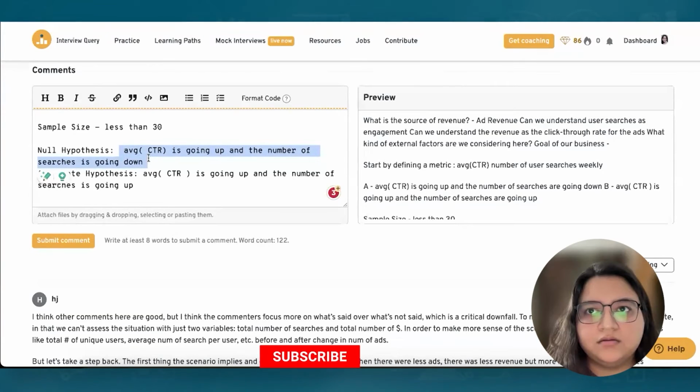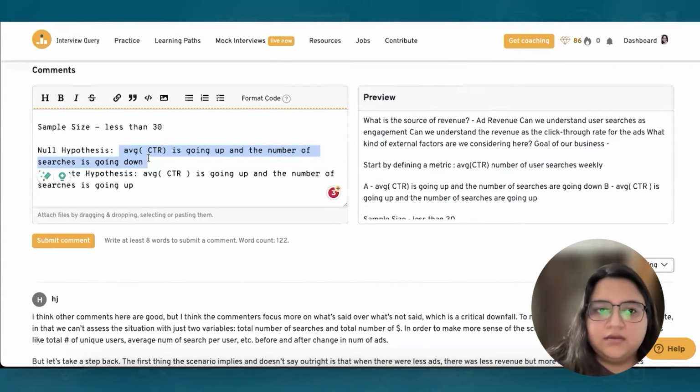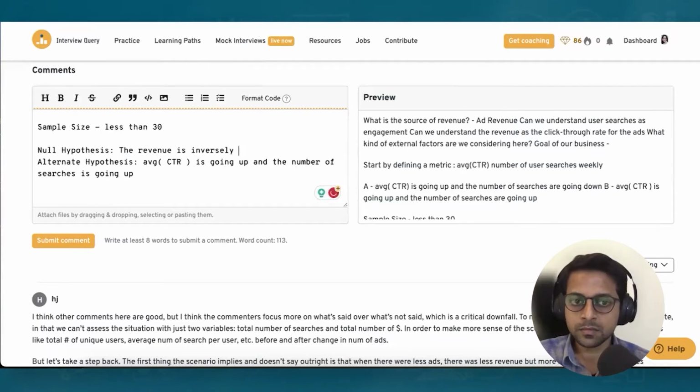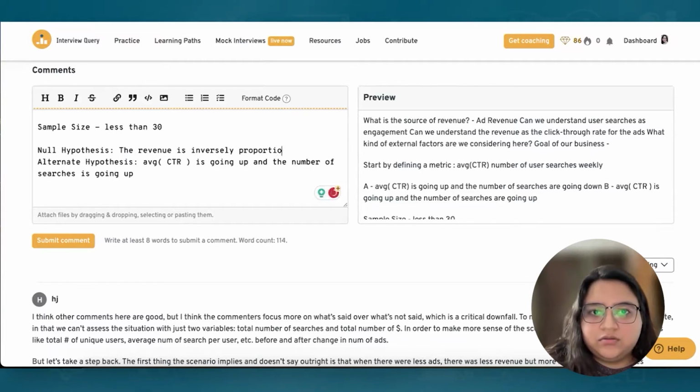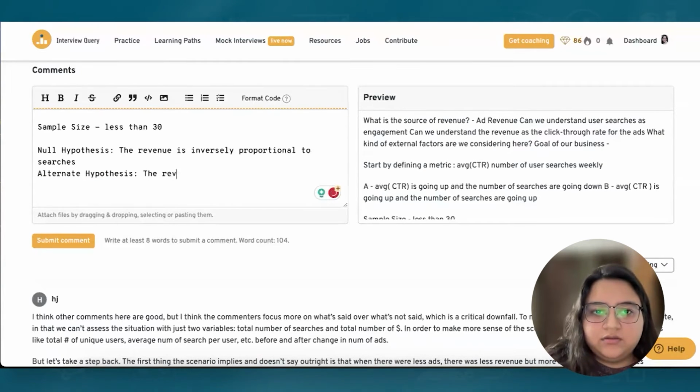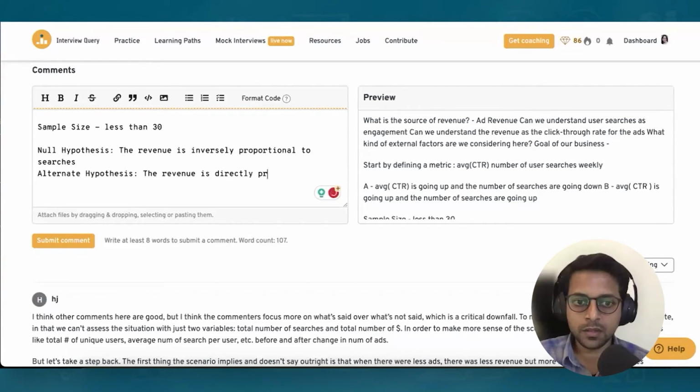Right. We could say that there is no difference in our revenue and the searches. No, what we could say is that the revenue is inversely proportional to searches. And our alternate hypothesis would be that the revenue is directly proportional. Okay. And what could be some of the underlying reasons for either hypothesis?